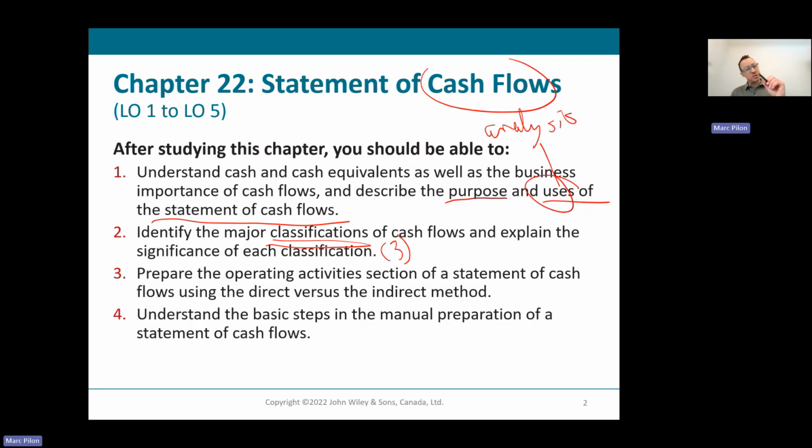The challenge is some students find it difficult because of the indirect versus direct method for presenting the operating activities. Okay, I'm saying it's not that bad. It's actually a pretty easy chapter, and we'll get through that classification in a minute. I'll go through a few examples of the basic steps of a manual preparation of statement of cash flows.